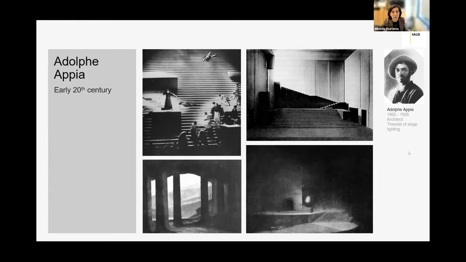He basically said that the two-dimensional set doesn't belong together with three-dimensional people. It doesn't create this narrative. It doesn't create the thrill for the theater. They have to be three-dimensional objects, and they have to be connected. So the actor has to be connected with the stage, and the lighting has to illustrate that.